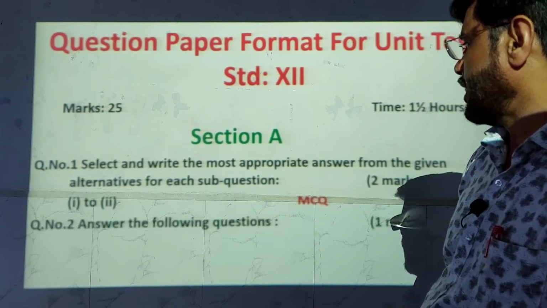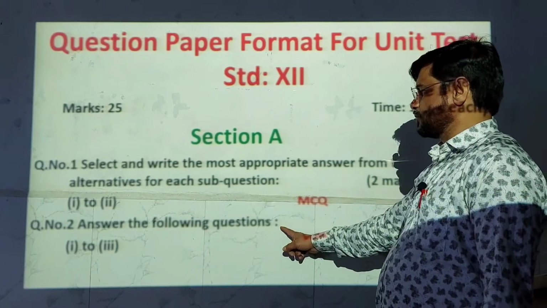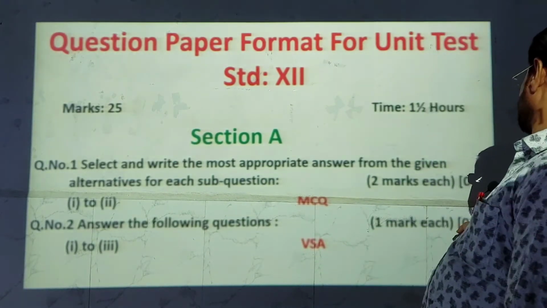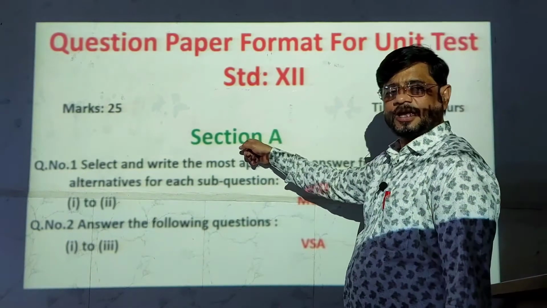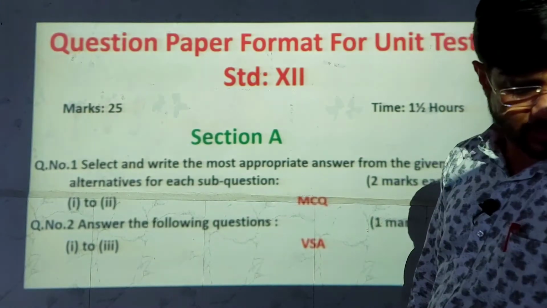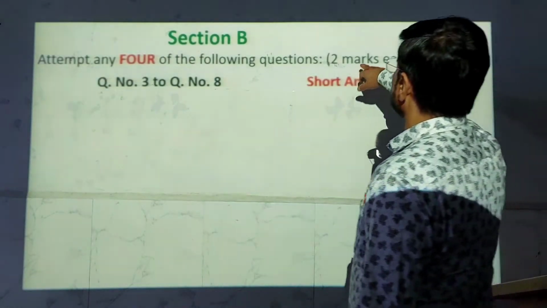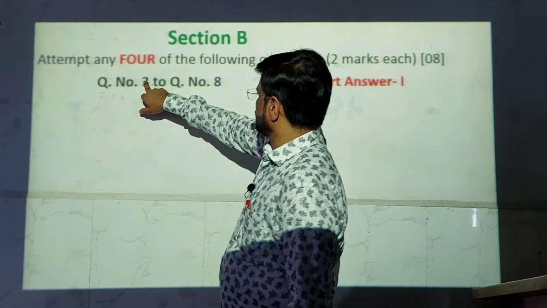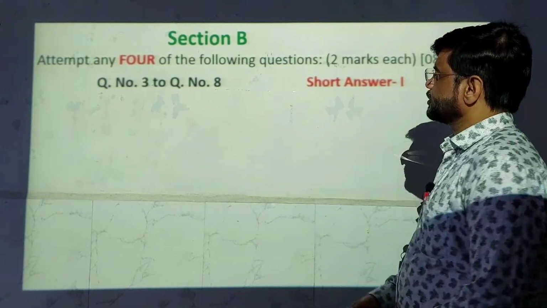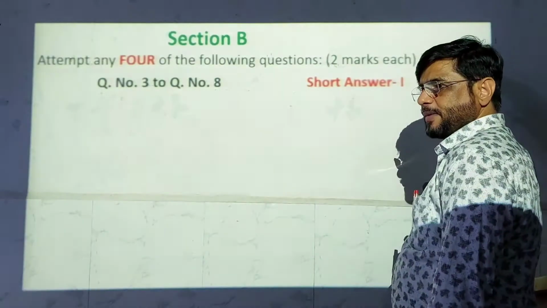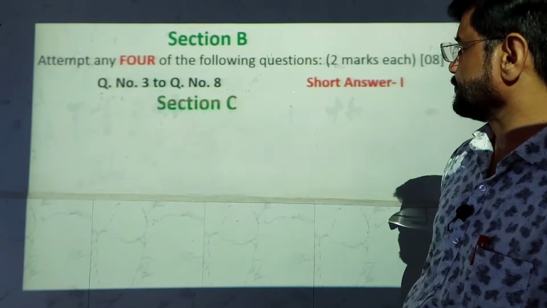Then question number 2 having 3 sub questions, 1 mark each, and that is 3 marks. Means total questions for this section A are 4 plus 3, 7. Now section B. Section B, attempt any 4 of the following. Here it has 3 to 8 questions, and this is short answer type question. It has 8 marks. You have to attempt any 4 questions out of 3 to 8.